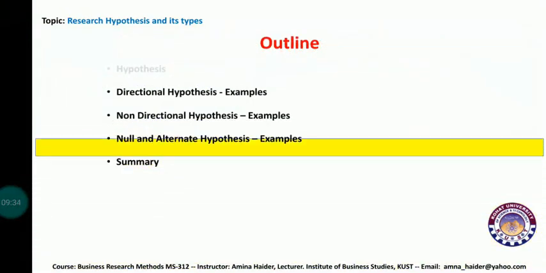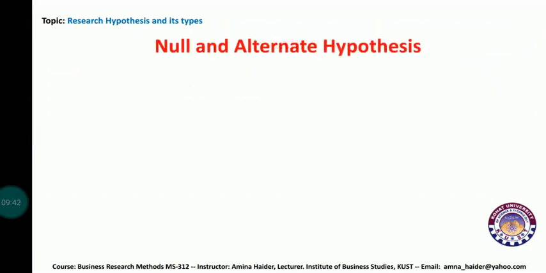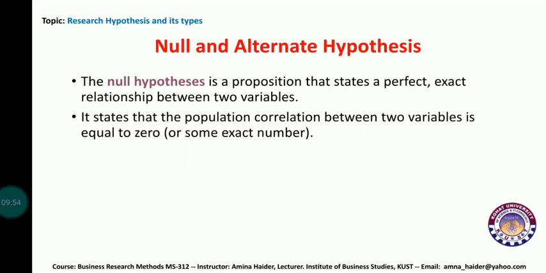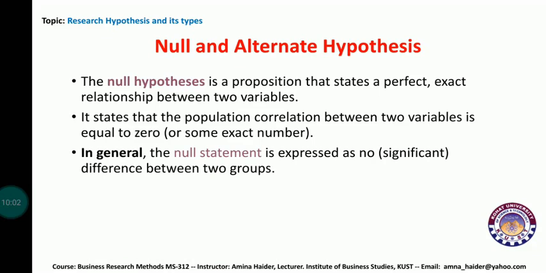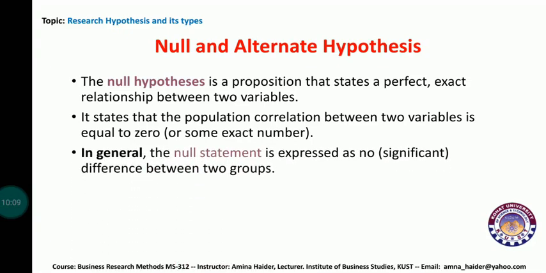So now we move towards the types of hypothesis, which are the null and alternative hypothesis. The null hypothesis is a proposition that states a perfect, exact relationship between two variables. It states that the population correlation between two variables is equal to 0 or some exact number. In general, the null statement is expressed as no significant difference between two groups.